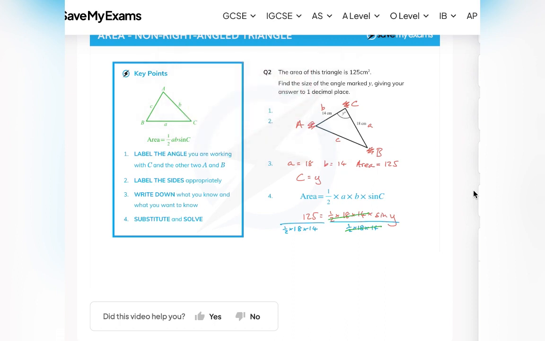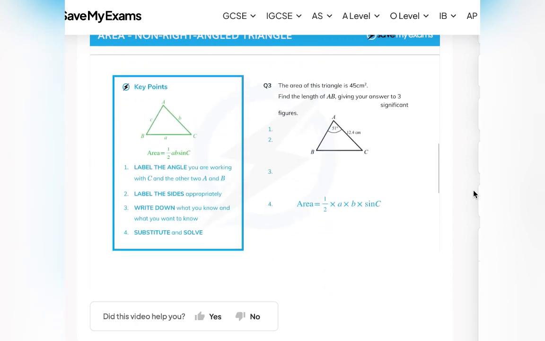Now, remember that when you've got sine y equals, to get y, you do sine to the minus 1, which is shift sine on your calculator, and I'm just going to type all of this in here. Instead of 1/2, you can use a fraction template, or you could type in 0.5. It doesn't really matter. Your calculator will cope. And when you press equals, you get 82 point something, and I'm going to round it to 1 decimal place because that's what I've been asked to do. So there we go. Same principle, just finding something different.